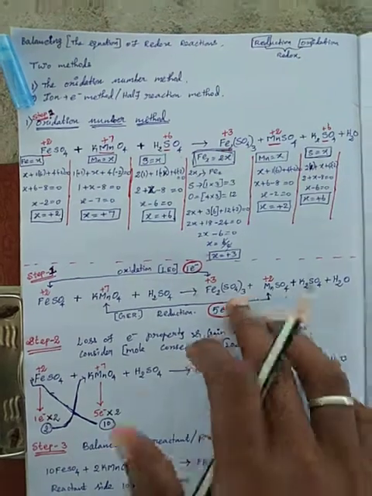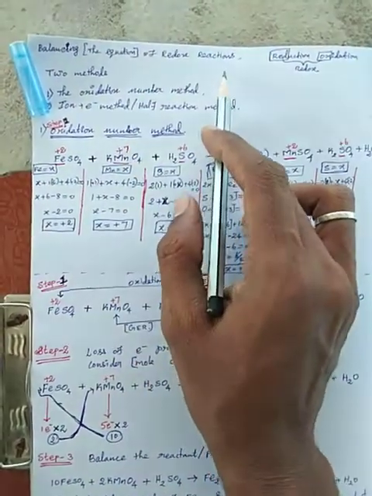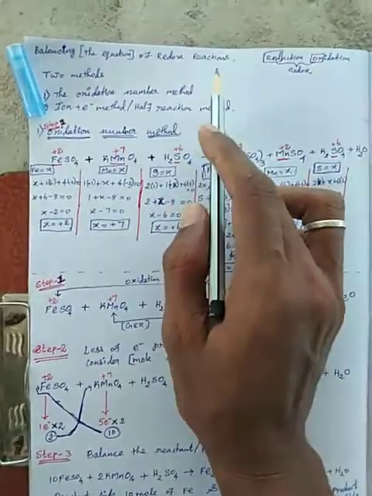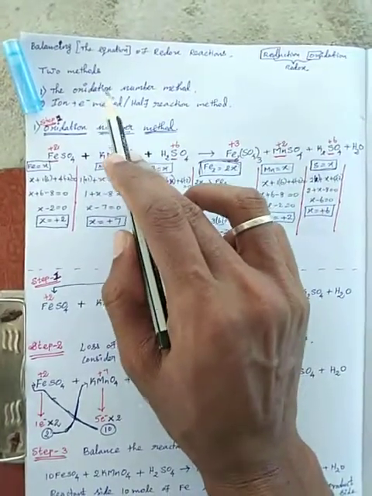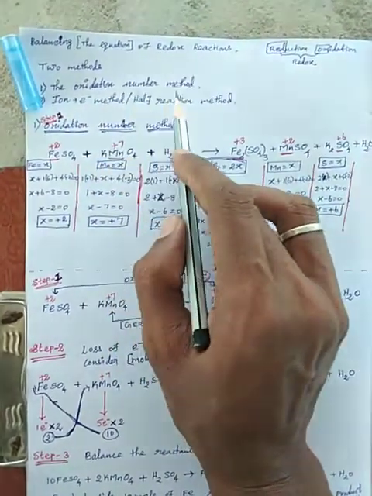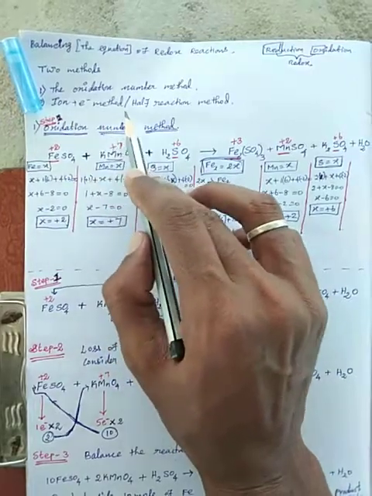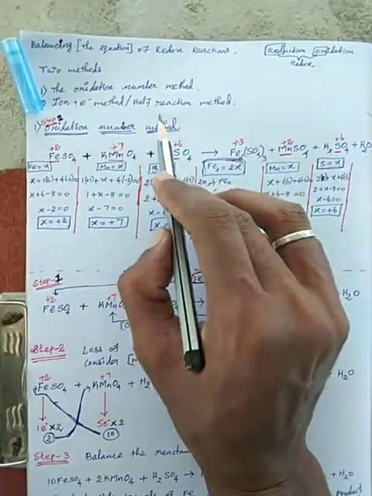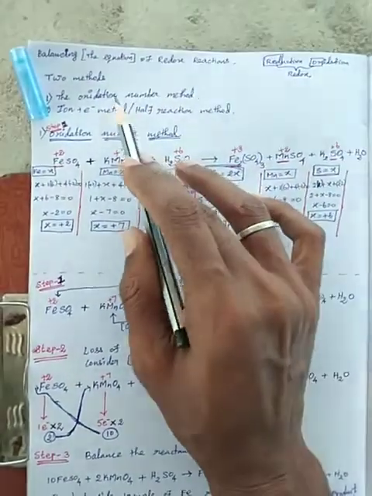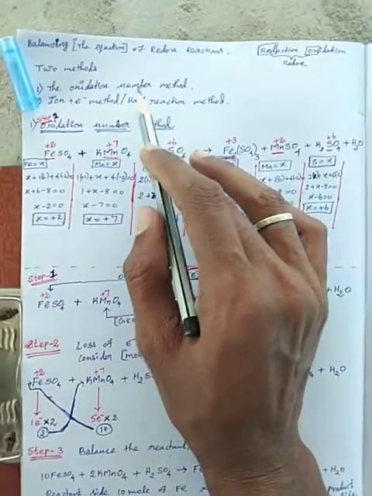Today's section is balancing equations for 11th standard redox reactions based on two methods: one is the oxidation number method, and the other is the ion-electron method, also called the half-reaction method. So first, we will discuss the oxidation number method.